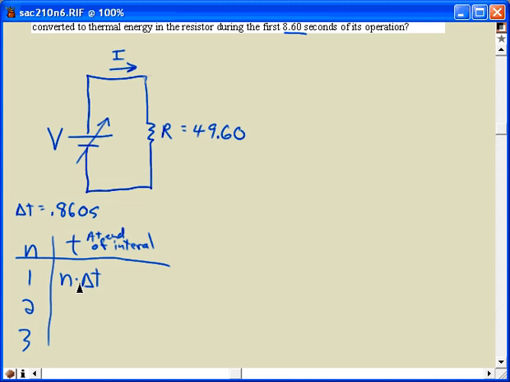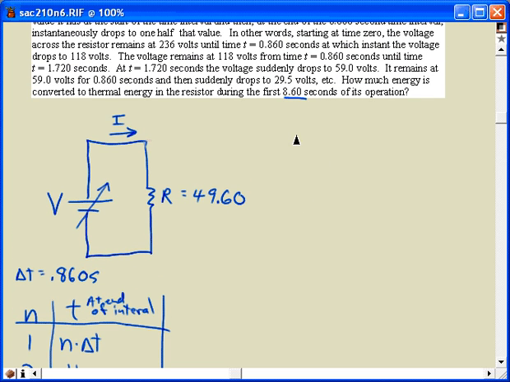So at the end of the first interval, it'll be 0.860, so the voltage will be what it was at the start. And then the second time interval goes from 0.860 up to 2 times 0.860 seconds, etc. Okay, and during any one time interval, the energy that is converted in the resistor is the power during that time interval times the time interval.